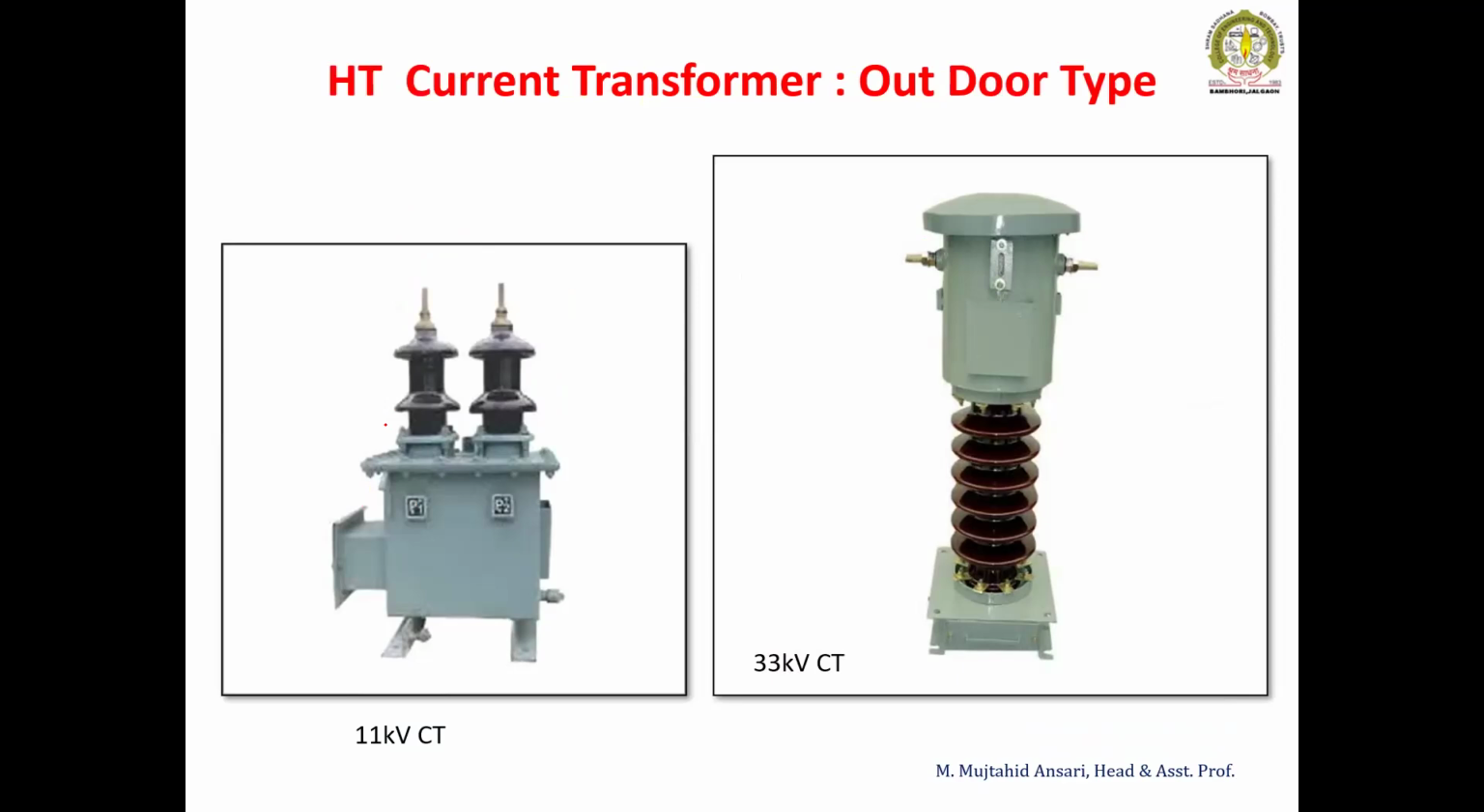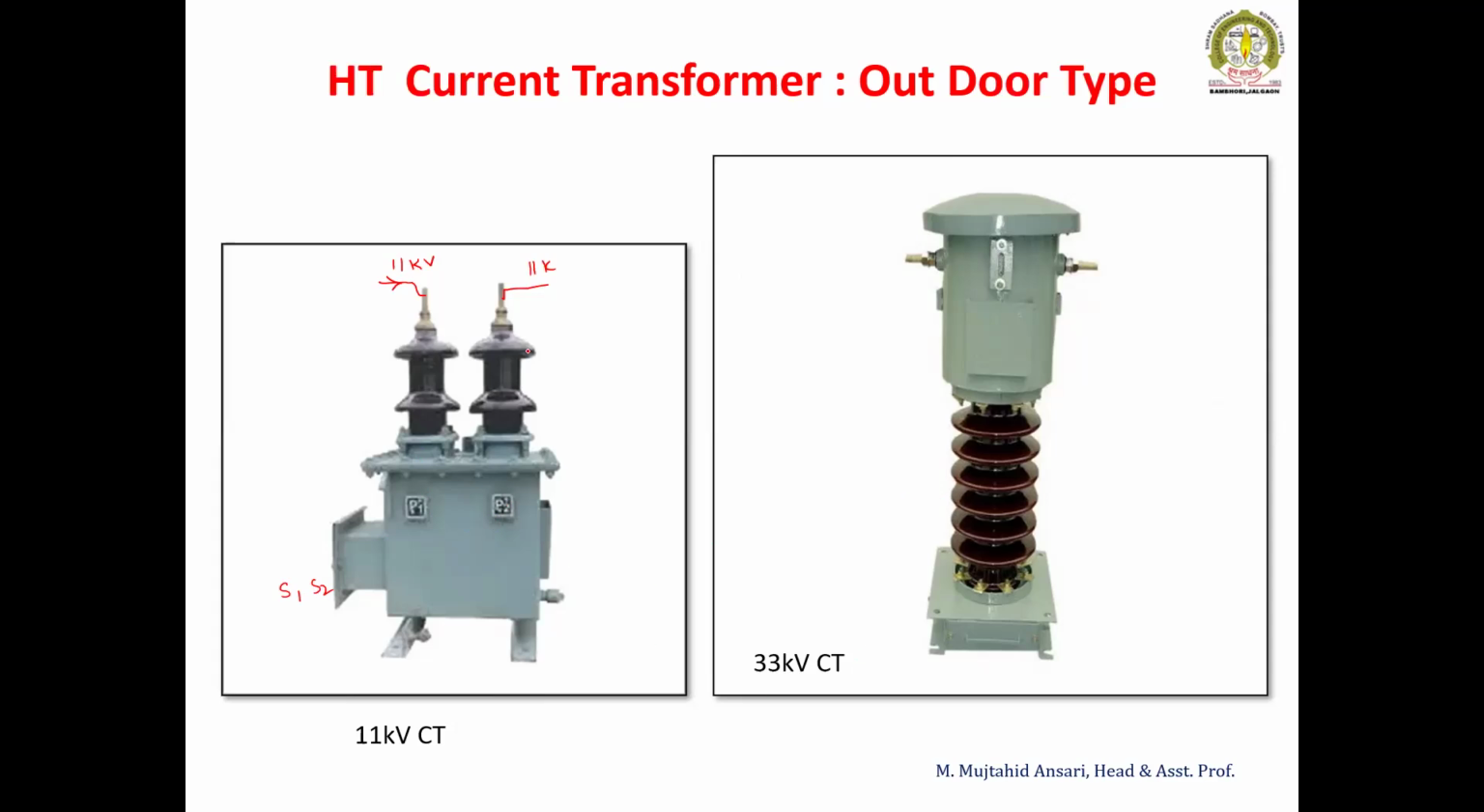This is an HTCT. HT type means 11 kV. This is an 11 kV CT, where the primary 11 kV line is connected here. One is the incoming side at 11 kV, and here is the outgoing side, again 11 kV. This terminal box comprises the secondary terminals S1 and S2. This is P1 and P2 for the primary side. Similarly, this is 33 kV.